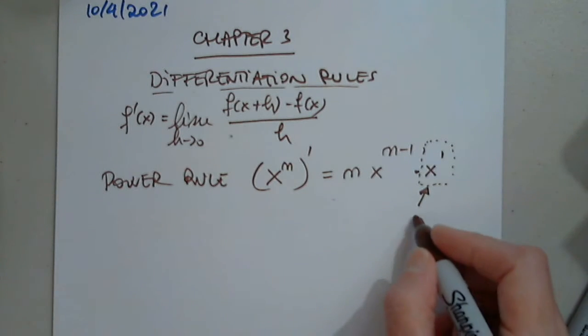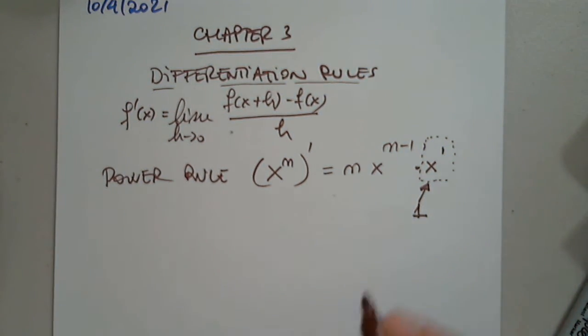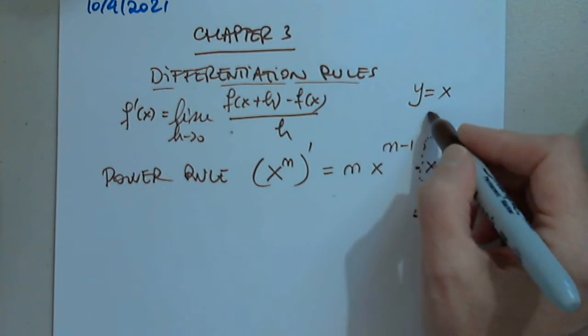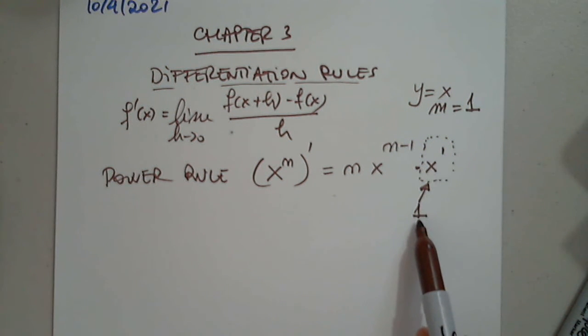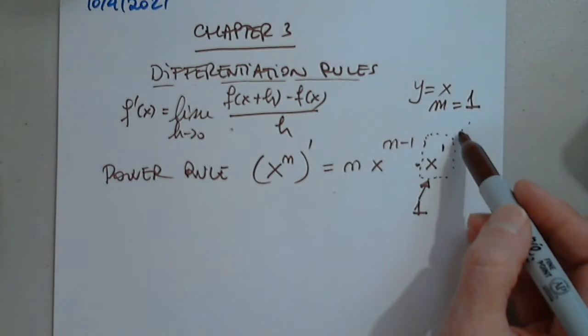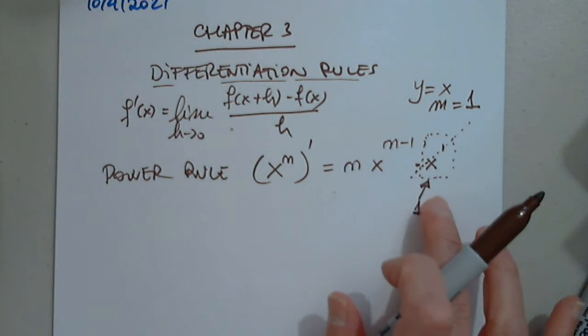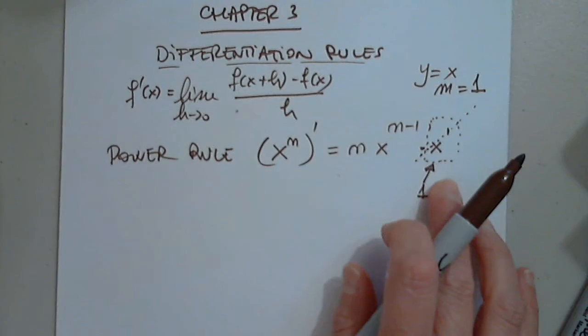Is it 1 over 2x? Very good. It's 1. y equals x. The slope is 1. So that's why the derivative of x is 1. So therefore, there is no need for this. I'm making a point for something else that follows.